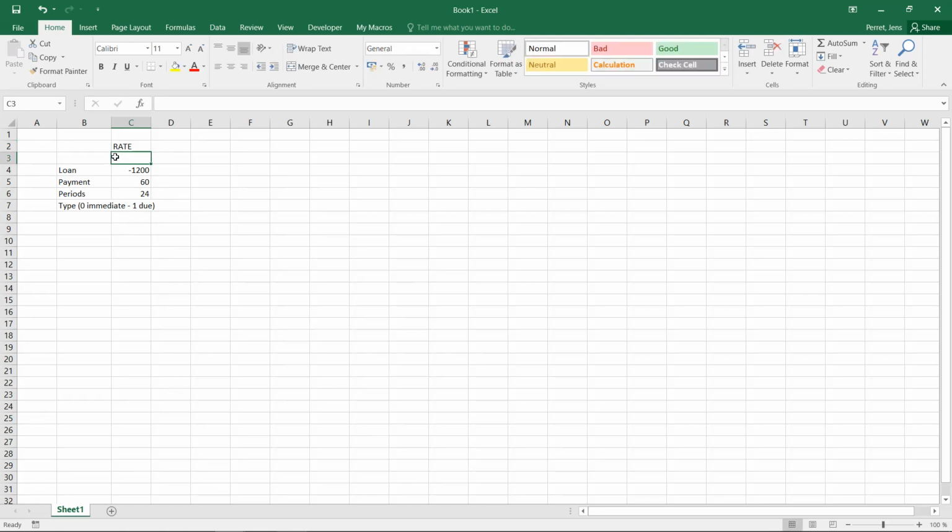We can use RATE when we have a situation where I take out a loan, which is signified here by the minus sign, and I want to pay it back over, in this case, 24 periods, paying 60 euros each month. The question in this context is, what would be the interest rate which would allow for this kind of payment plan?